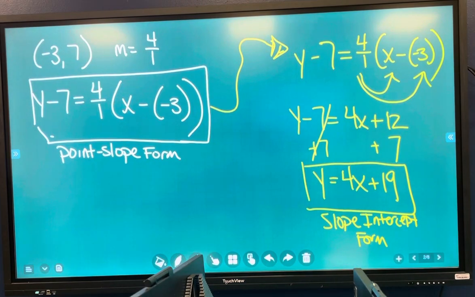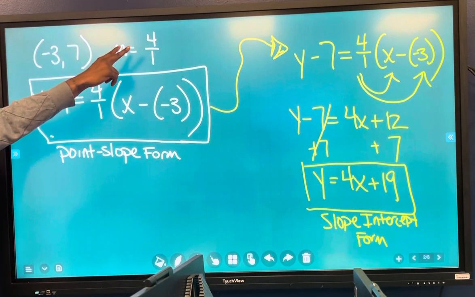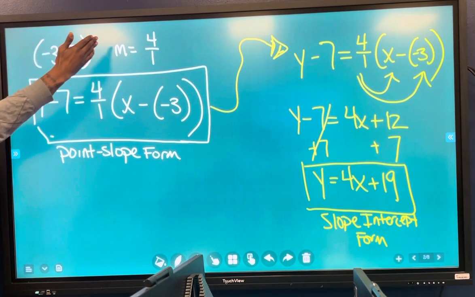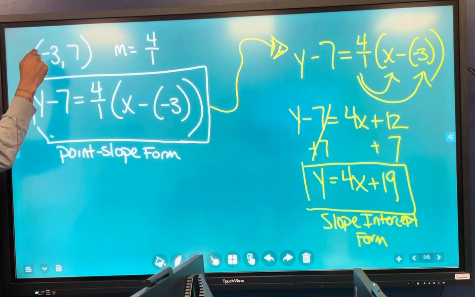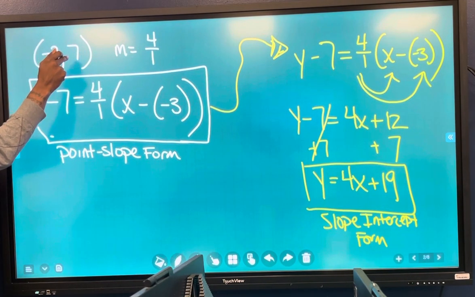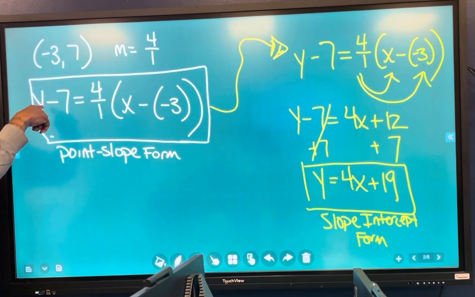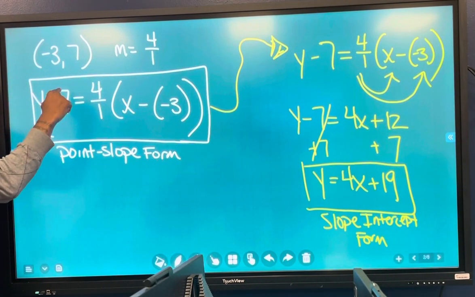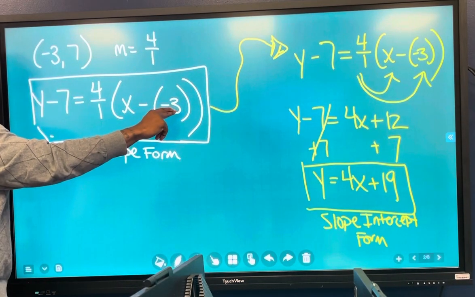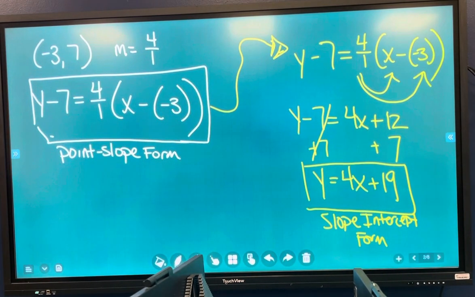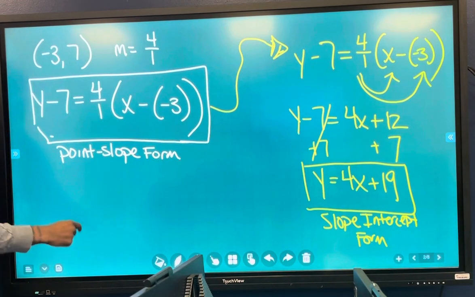Watch. They gave you the point, we gave you the slope, right? So we already know that we have to put that in point slope form. This was my x1, that's my y1, right? And then y'all just put it in point slope form, right?